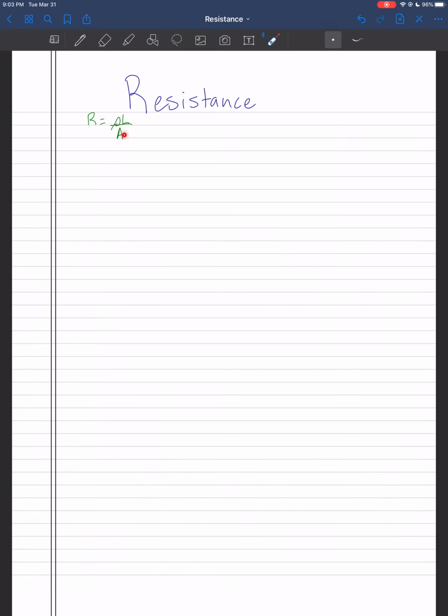And one thing I should mention is that this is cross-sectional area. A lot of the times we're going to be dealing with maybe wires. So obviously current flows through those wires. So this A stands for cross-sectional area. One other thing you need to know, temperature can also affect resistance. The higher the temperature, the more resistance you're going to have in a fluid.